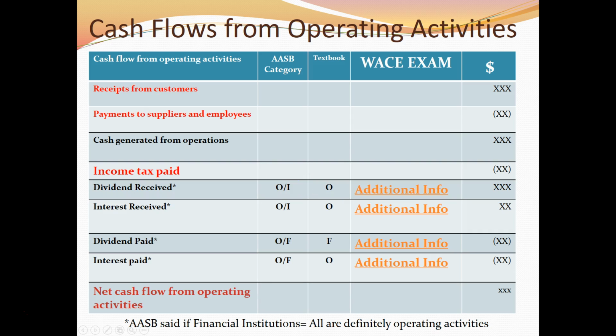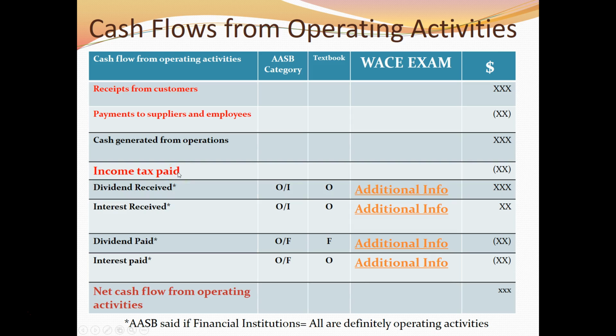If we look at cash flow from operating activities, there is receipts from customers, which we cover in video 1 and video 2. Payment to suppliers and employees, we cover in video 3 and video 4. In total, we get cash generated from operations. The next thing we will write will be income tax paid.